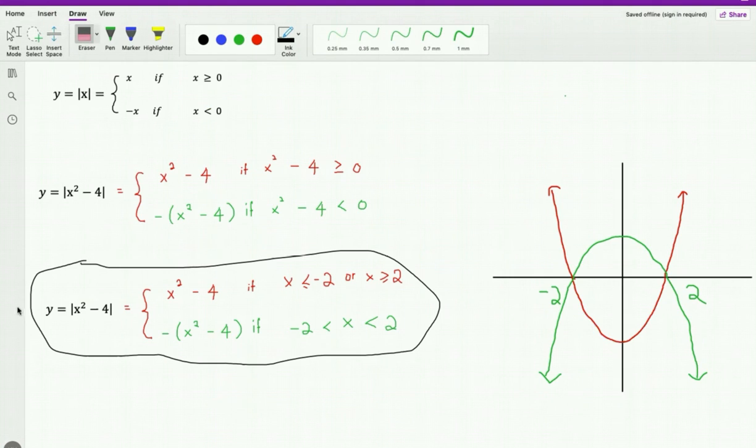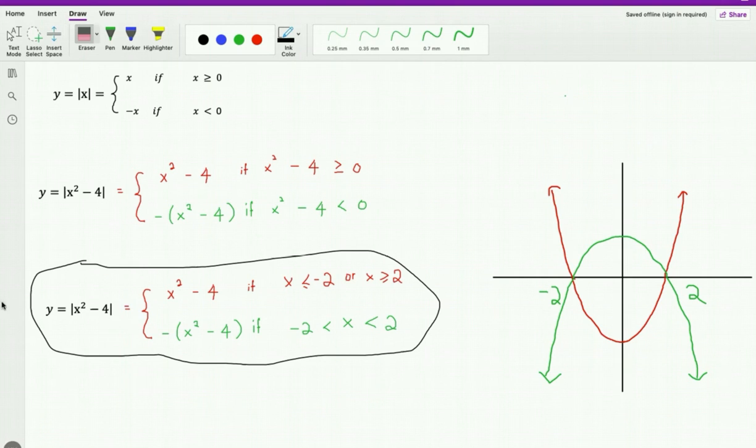As I mentioned before, this piecewise function contains two functions: x squared minus 4 and negative x squared minus 4. If we put these two functions together, it doesn't look like a function, right? The vertical line test shows that the graph would pass through at least two positions. That's why I need to take out some portion from this function here.